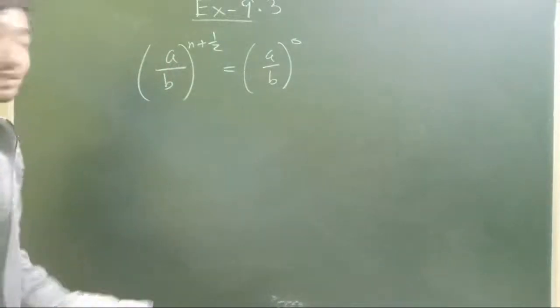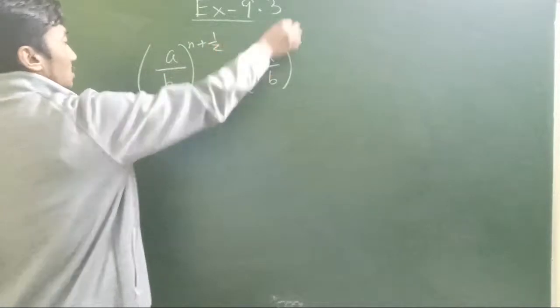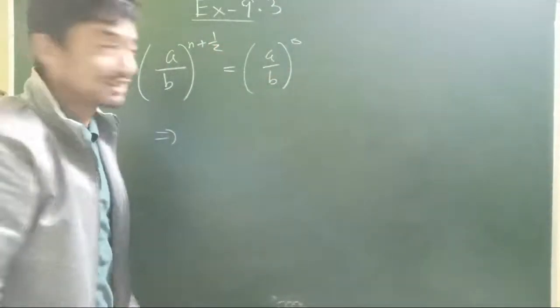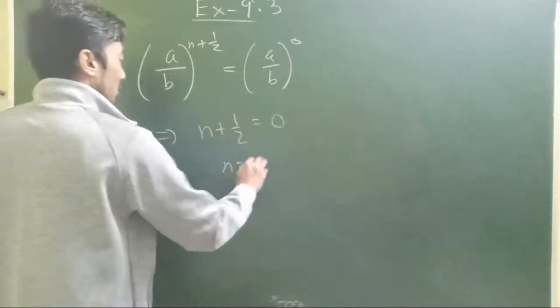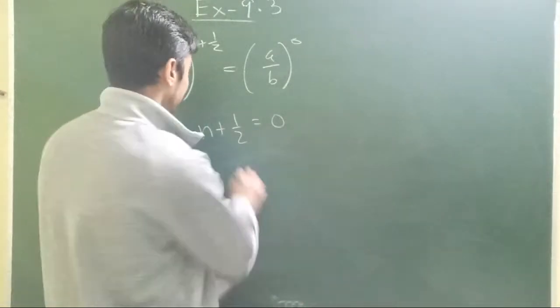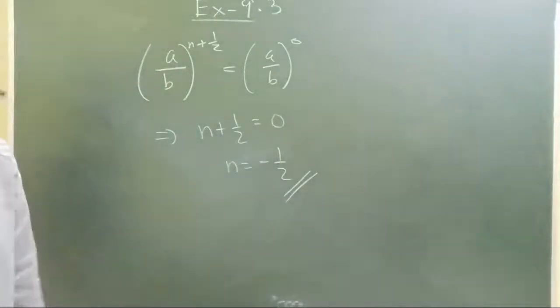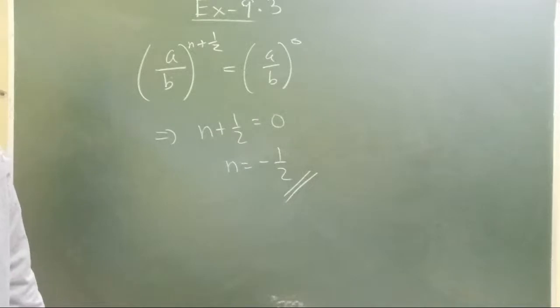Definitely yes. So in that case, (a/b) whole power (n plus 1)/2, since it was 1, I can write it as (a/b) whole power 0. So that will be (n plus 1)/2 is equal to 0. So n equal to minus 1/2. So n is equal to minus 1/2. Okay, so this was a very good question. Let's move on to the next question.